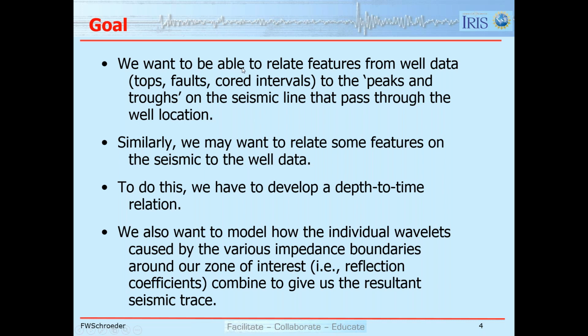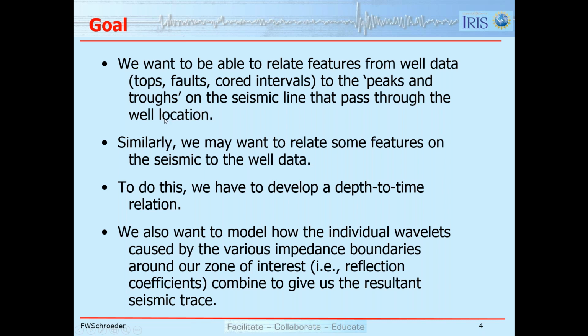So our goal, we want to be able to relate features from the well data. Might be formation tops, it might be the position of a fault, it might be where we have coal part of the section. And we want to relate those to peaks or troughs on the seismic line that passes through the well location or close to the well location.